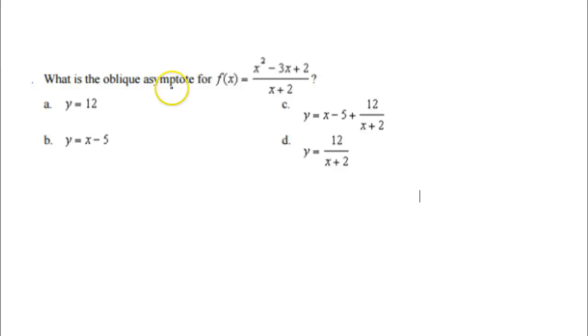What is the oblique asymptote for this rational function? Oblique asymptote is the same thing as a slant asymptote, so that's what we are calling it. You find the slant asymptote.